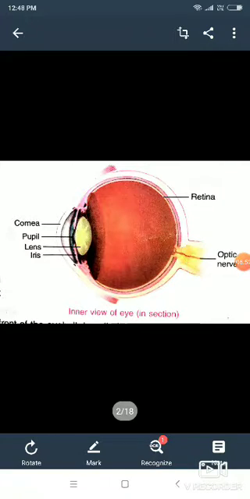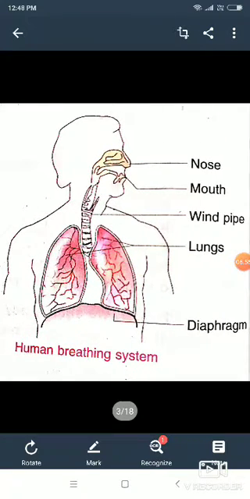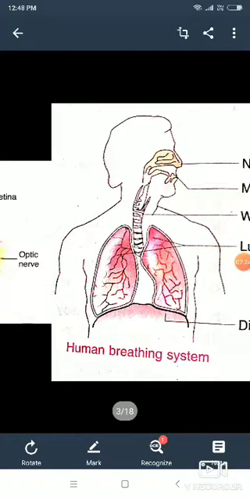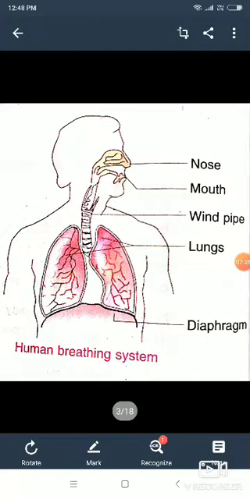Okay, now move to the next diagram. This is a diagram of the human breathing system. Here you will draw these body organs. See this: nose, mouth, windpipe, lungs, two lungs are there, and diaphragm. You will draw it nicely, and at the bottom of the diagram you will write the name of the diagram. What is this? Human breathing system. I hope this is clear to you. See, I am giving you time.